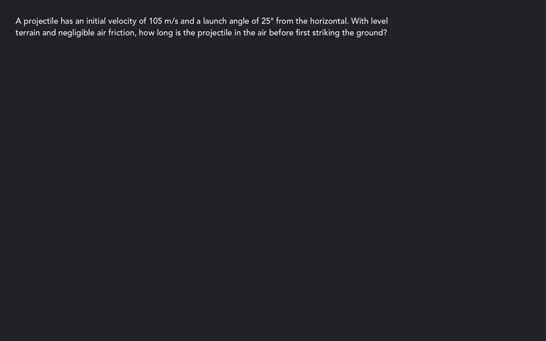In this problem, we are told that a projectile has an initial velocity of 105 meters per second and a launch angle of 25 degrees from the horizontal. With level terrain and negligible air friction, how long is the projectile in the air before first striking the ground?